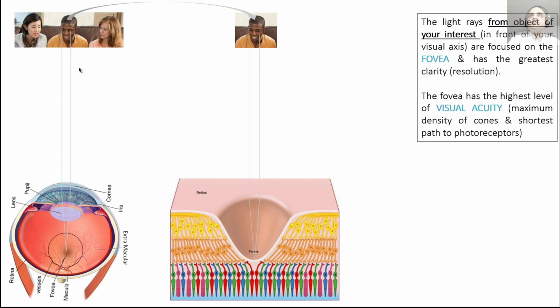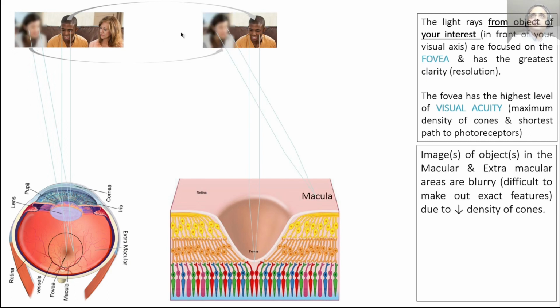But what about these individuals? So let's see, light rays from this person are going to fall within the macular area, but not on the fovea. So the details from this person are not going to be that clear. You'll know that there's somebody sitting there, but you won't be able to make out their facial features as well as the person who is right in front of you.